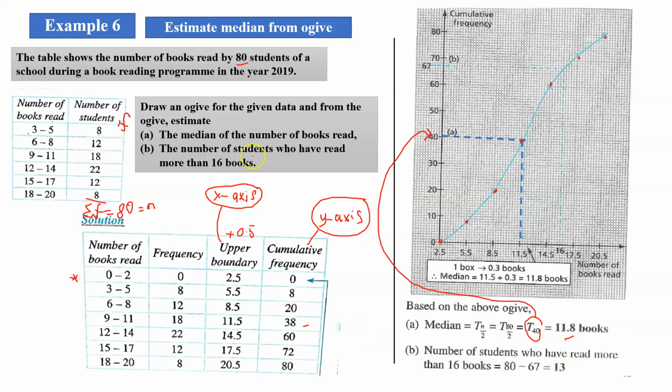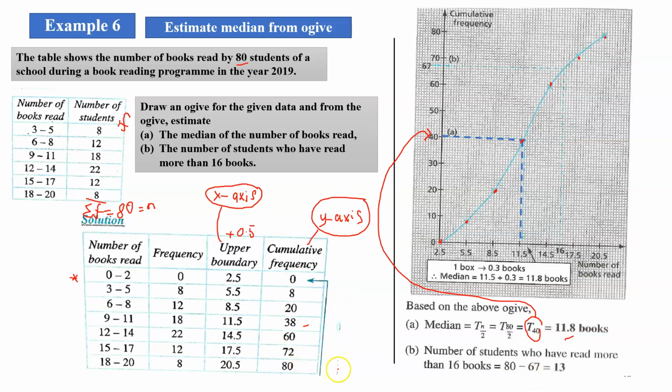And how about the number of students who have read more than 16 books? Bilangan pelajar yang telah membaca lebih daripada 16 buah buku. So, macam mana kita mau kira tu? You have 80 minus 67. 80 ni kenapa pula 80? 80 sebab jumlah keseluruhan kita ada 80 orang. Kita tolaklah yang 67 orang ni. Kenapa tolak 67? Cuba tengok.